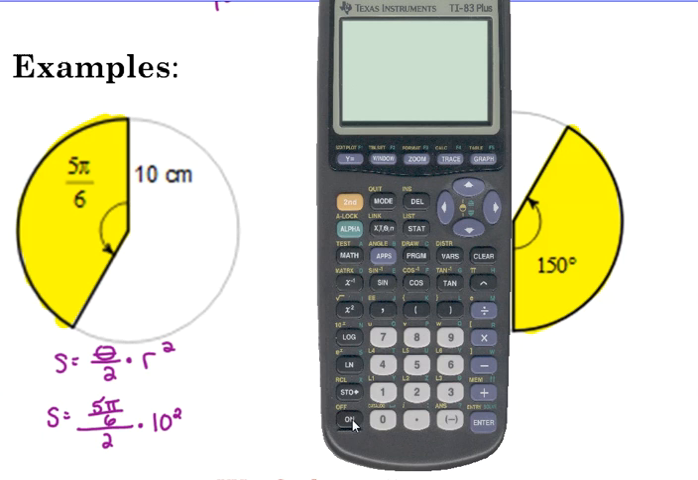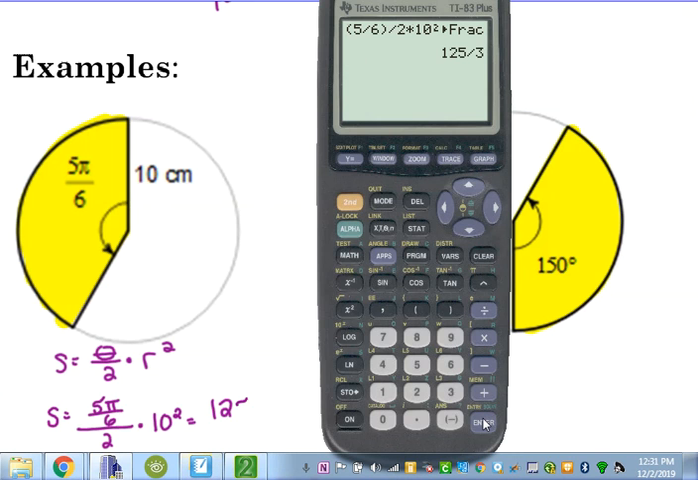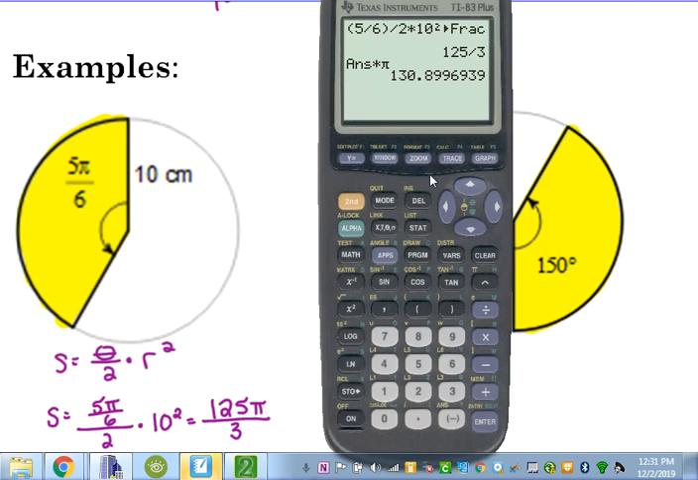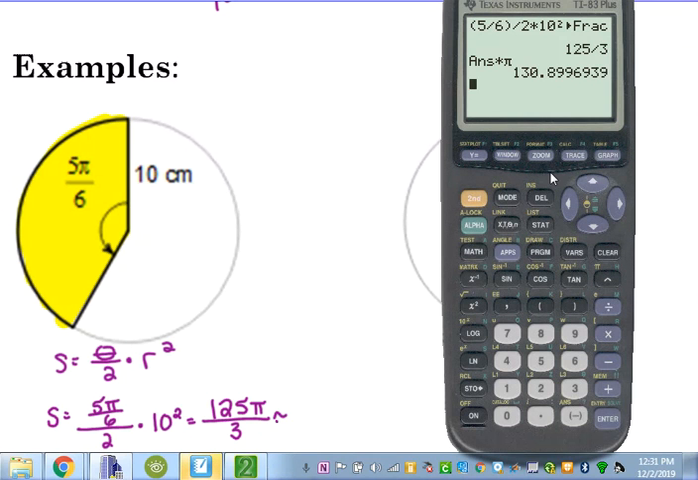We're going to put in everything but the pi. Now, you do need some extra parentheses in there. That's a fraction, 5 over 6. Put it in parentheses, divided by 2, times 10 squared. It's going to be a fraction, so go ahead and do your fraction thing. 125 over 3. We just put the pi back in the numerator. If we want the decimal, then we multiply that by pi.